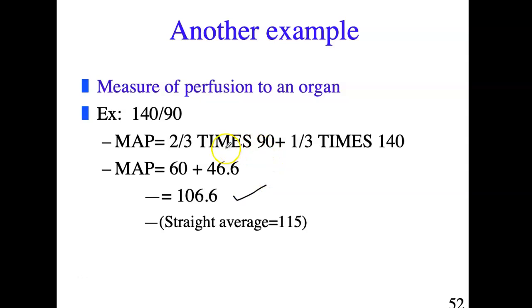Now, if you had forgotten that this is how you do it, and you just took 140, added it to 90, and divided by 2, you would get a straight average, which is fictitiously higher, a little bit too high, because remember, it's spending more time in the diastole. So this correction is important when we think of an average pressure, mean arterial pressure, or MAP.